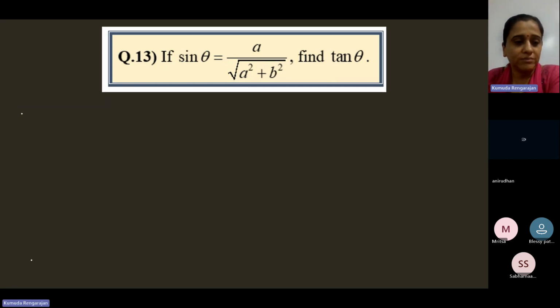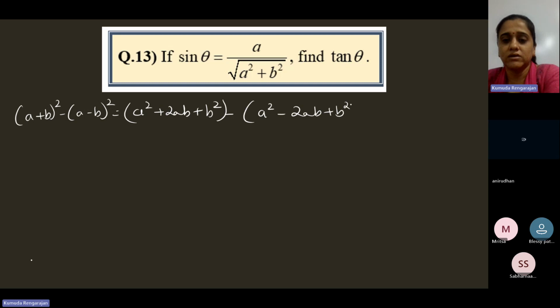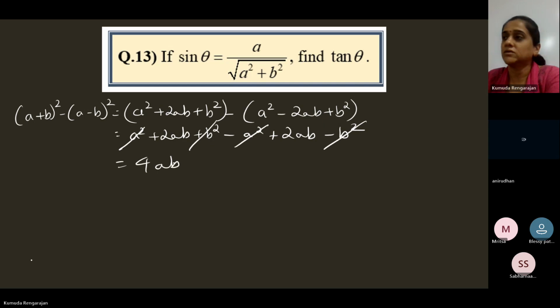What is A plus B the whole square? A square plus 2AB plus B square, minus, what is A minus B the whole square? A square minus 2AB plus B square. So open the bracket: A square plus 2AB plus B square minus A square plus 2AB minus B square. So A square minus A square, B square minus B square. So it's equal to 4AB. So that's why A plus B the whole square minus A minus B the whole square is equal to 4AB.